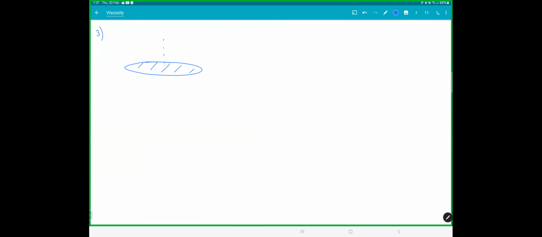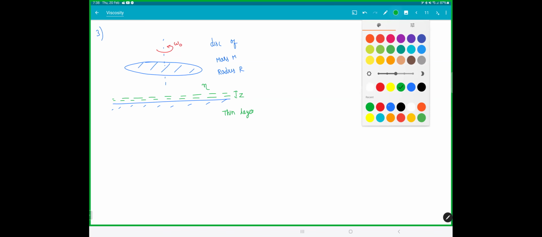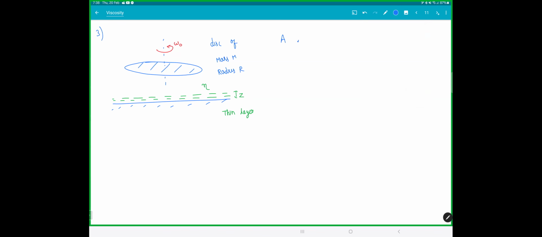We have a disk here, mass M, radius R. This is rotating with omega naught. And here we have a thin layer of oil or a fluid or something like this. This is a thin layer z, viscosity eta. So a rotating disk is placed on a thin layer of fluid.